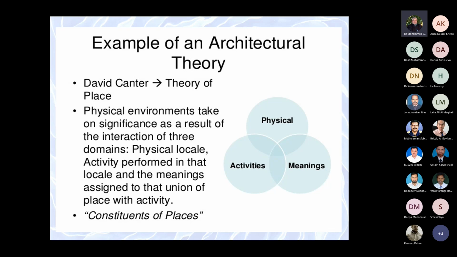Systematic design, like this: one of the thinkers of that period, David Canter, gave us a theory of place, that physical environments take on significance as a result of the interaction of three domains: the physical setting, the activity performed in that setting, and the meanings assigned to that union of place with activity. Constituents of places: physical, activities, and meanings. These are the main goals that we have to fulfill in any design or in any building.